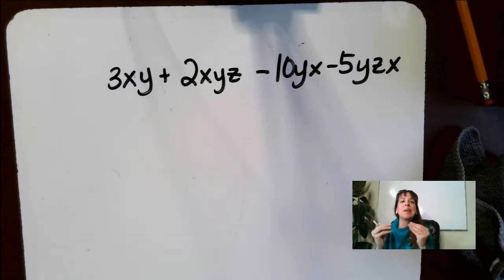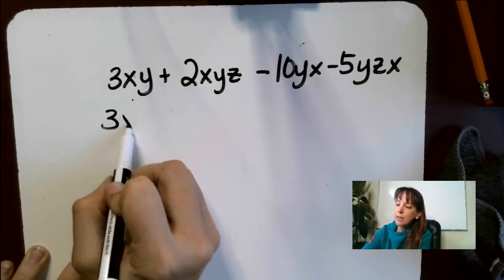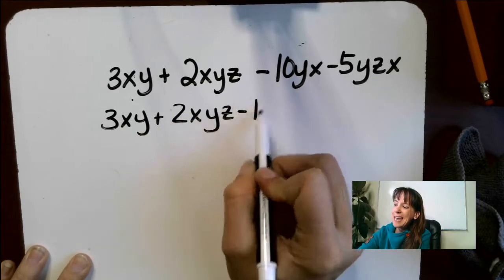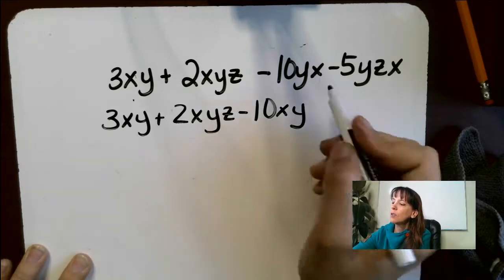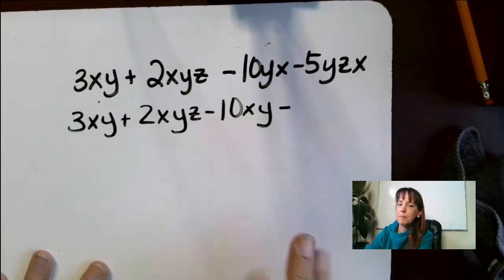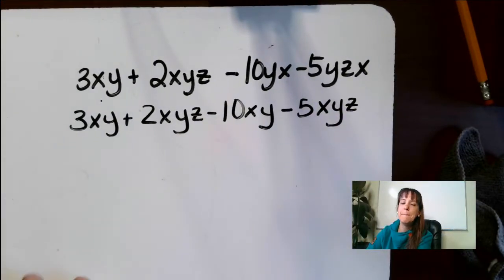Within those, you want to alphabetize. So these first 2 are fine. So I'm going to rewrite that: 3xy plus 2xyz minus 10, and it should be xy. You see that? See how that's the same? Because we're multiplying, and we're allowed to multiply in any order, that's why I'm allowed to shuffle those along. Minus 5xyz. Bam! This looks much more appropriate for us.